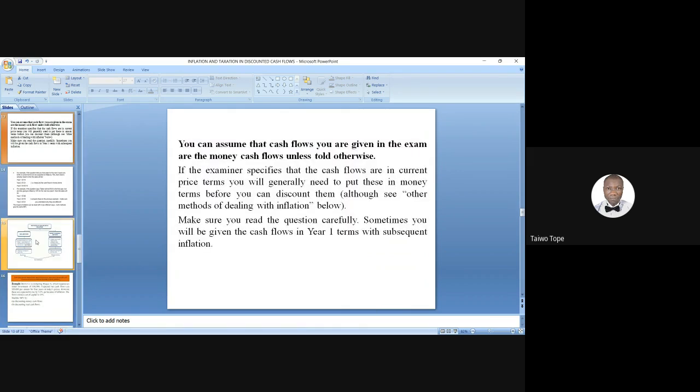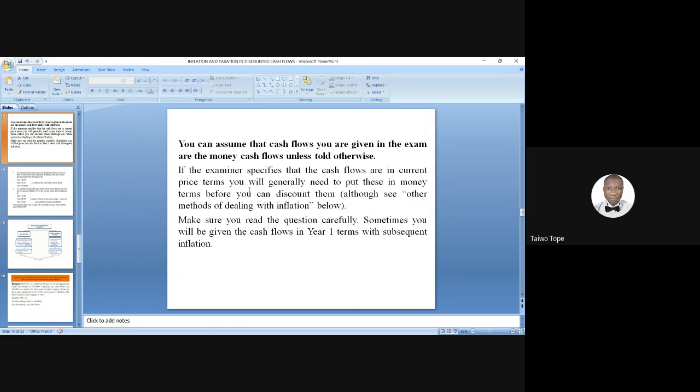So, you can assume that cash flows you are given in the exams are money cash flows unless told otherwise. If the examiner specifies that the cash flows are in current price terms, you will generally need to put these in money terms before you can discount them. Although see other methods of dealing with inflation below. Make sure you read the questions carefully.